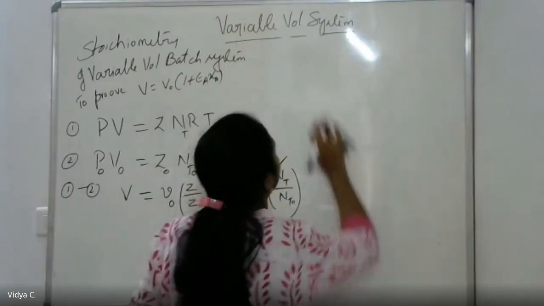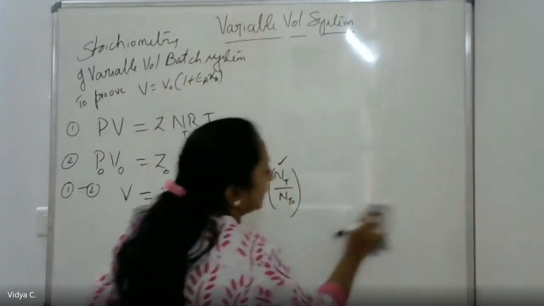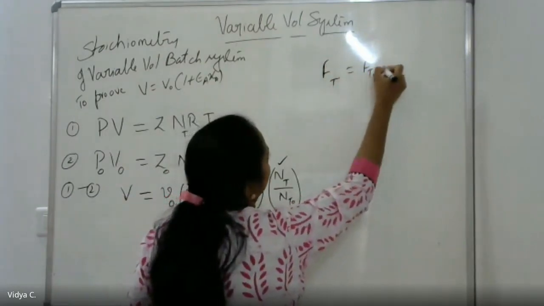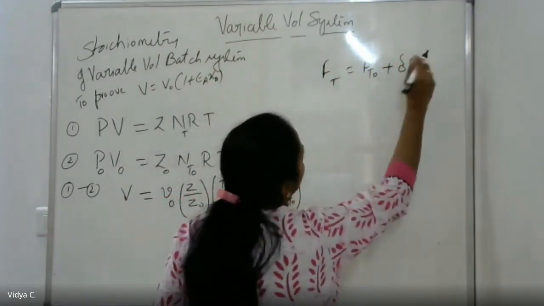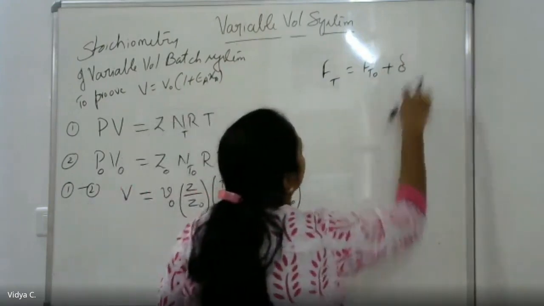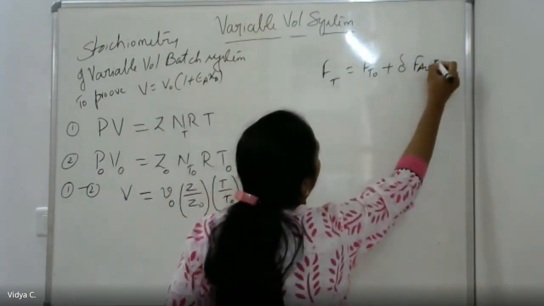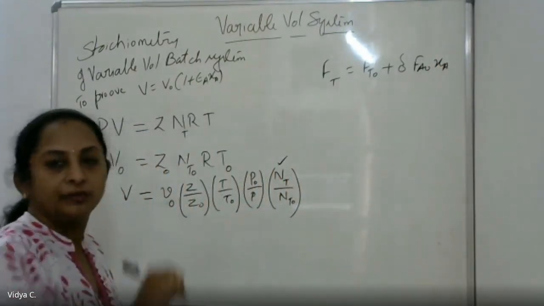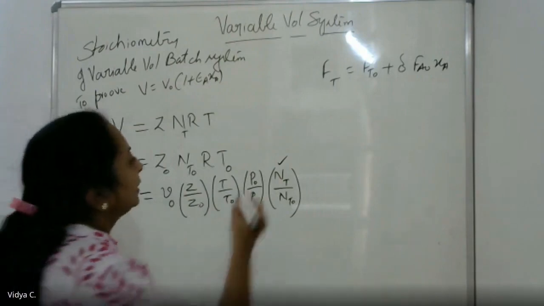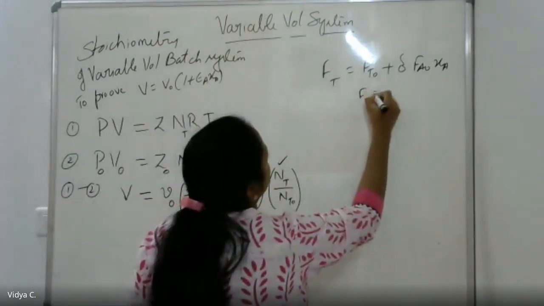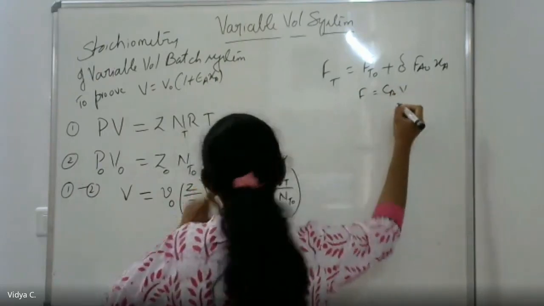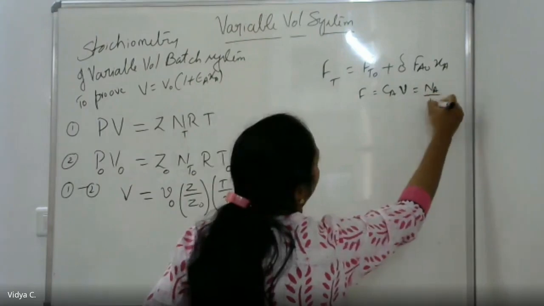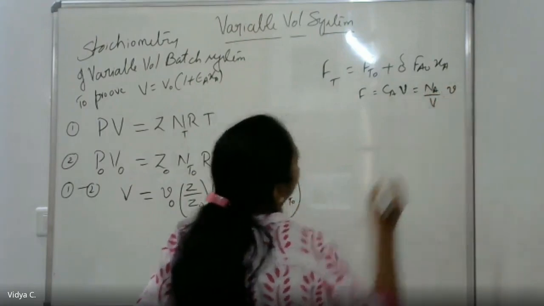It's just a recap of the previous derivation what you had done. What did we get FT as? FT as FT naught plus delta into FA naught into XA. This is just a recap of the equation from your previous derivation. But what is F? F is equal to CA into V, and this CA is written as NA by capital V, volume of the reactor, into V.